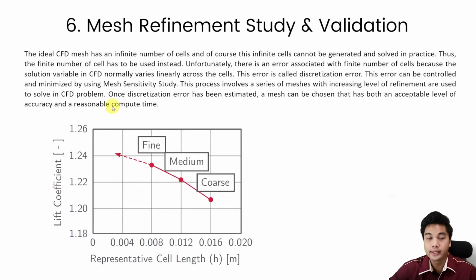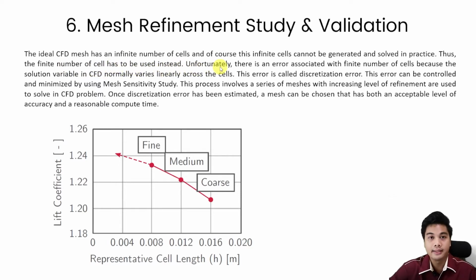The next one, the most essential in any numerical CFD simulation, is mesh refinement study and validation. The ideal CFD mesh has an infinite number of cells. And of course, an infinite number of cells cannot be generated and solved in practice. Thus, a finite number of cells has to be used instead.